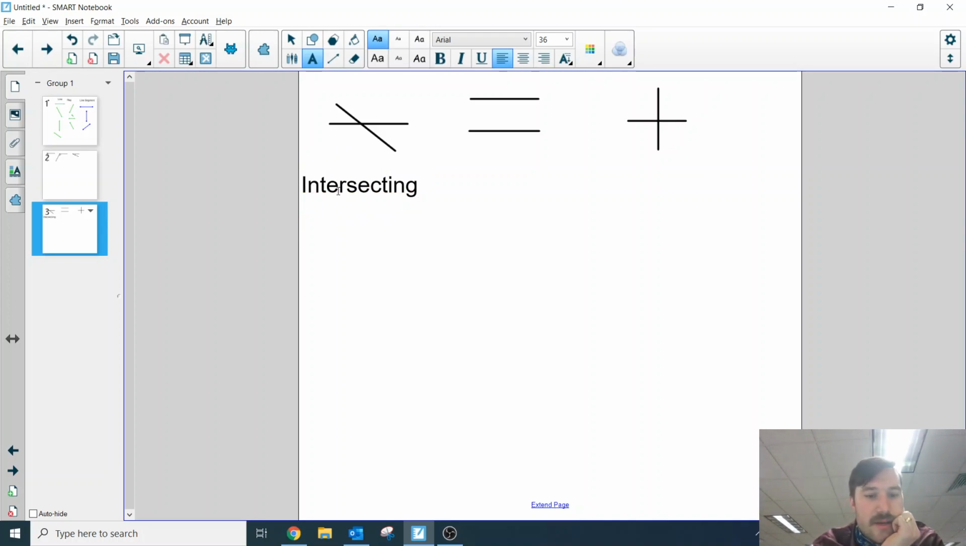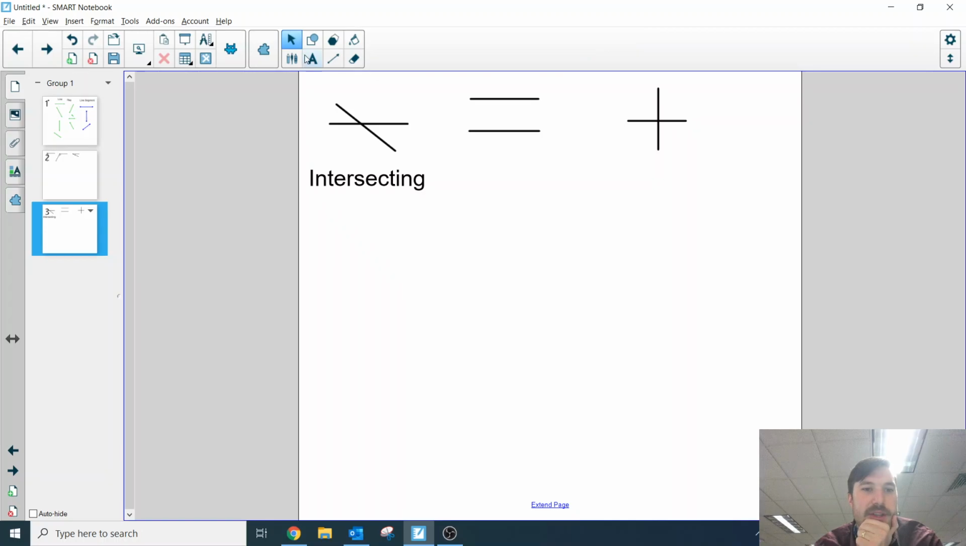Okay. So we refer to those as intersecting lines. They intersect at a point. So at one point they will touch. So these are all line segments because they don't go on forever. I just use them because it's just kind of what I drew. So line segments or lines that run into each other or touch are intersecting. They run into each other.